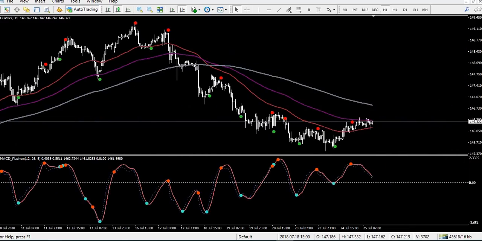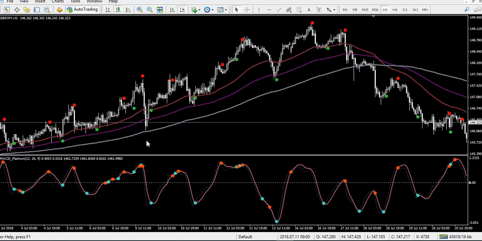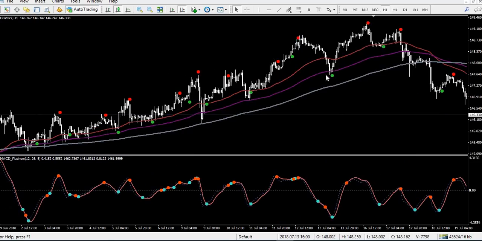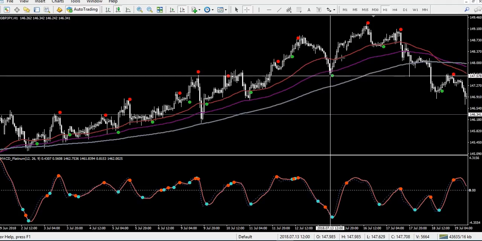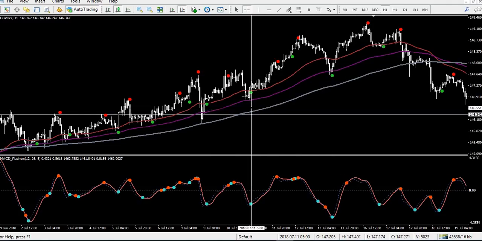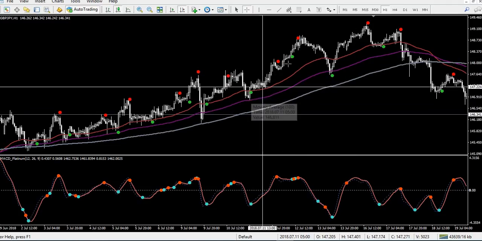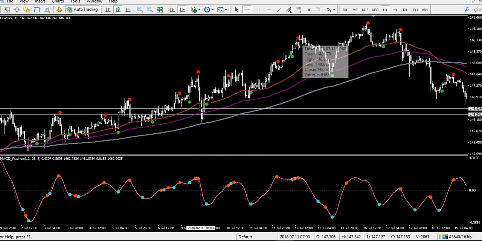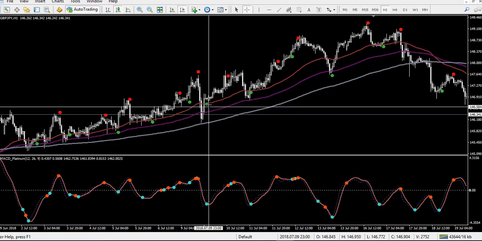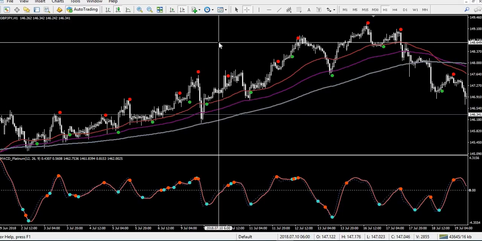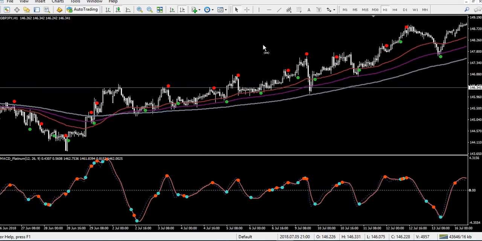Again, look at the MAs. We're in a downtrend at the moment. Previously in an uptrend. Have a look at this. MACD's below the zero level, green dot, beautiful trade. MACD's below the zero level, price has come back in an uptrend, green dot, nice trade. Just happens all the time.